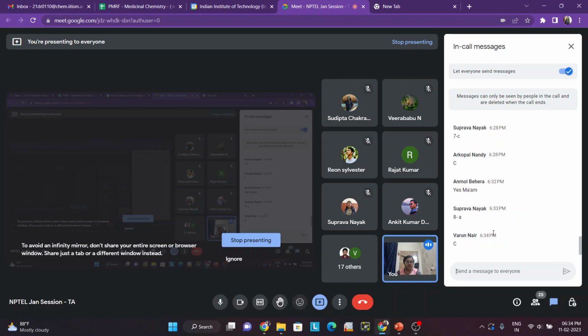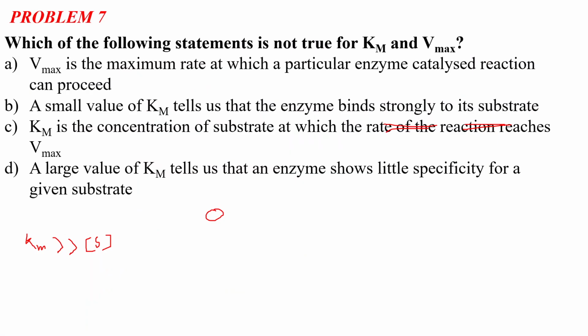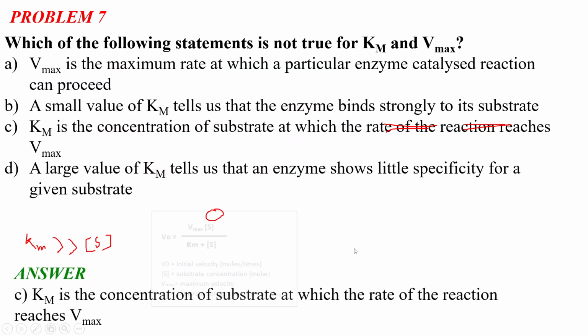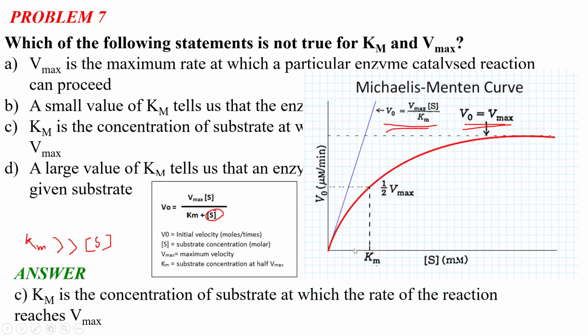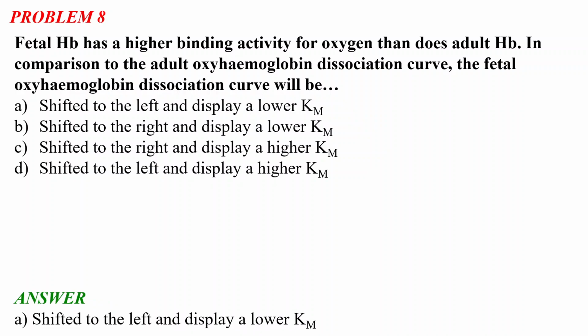Okay, we have answers like A, and we have answers like C. Somebody says lower Km means stronger binding. So let's check the answer. Yes, option A is correct. It will shift to the left and display a lower Km.